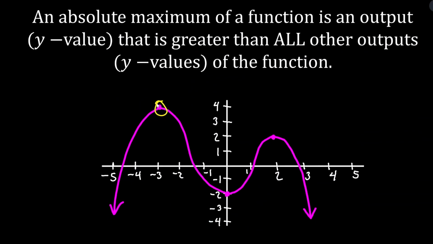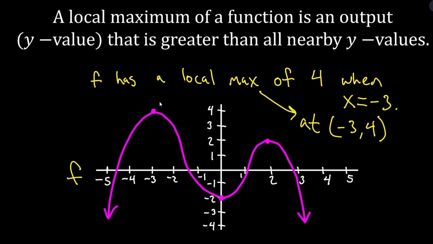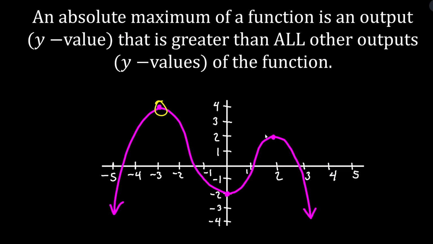Every absolute max is also a local max, because if it's bigger than all of the other y values of the function, then it has to be bigger than all of the nearby y values of the function. But not every local max is an absolute max. This is a local max, but it's not absolute. It's not bigger than all of the other y values. So key idea there, if you're confused about how come every time I find an absolute max, I'm also saying it's a local max? Yep, that's a thing. Every absolute max is also a local max.